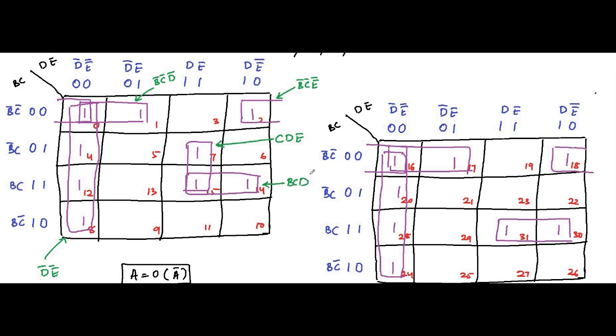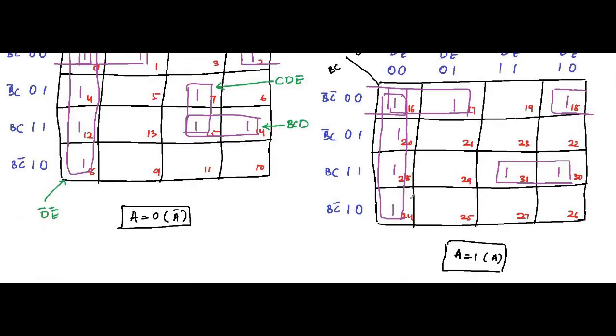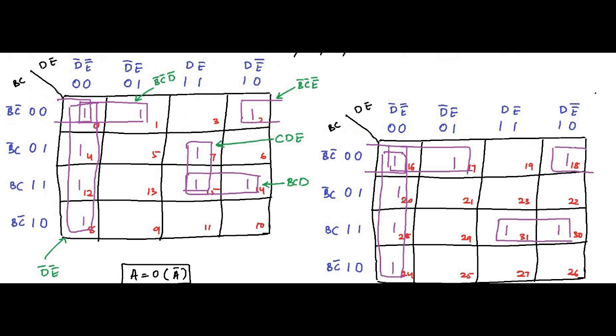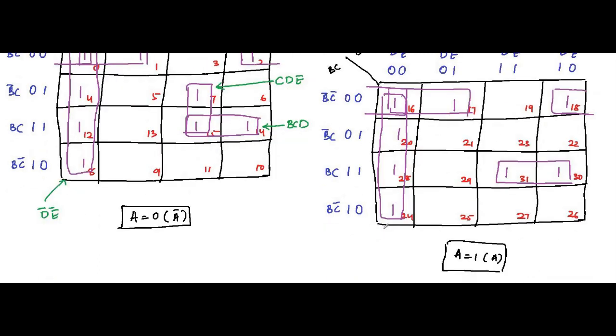Okay, done for the first K map. Now see the interesting part. If you notice the second K map, similar kinds of group formations or identical positions are happening. The 0, 4, 12, 8 quad is similar to 16, 20, 28, 24. Same common variables: here also it is D bar E bar common, in identical positions.